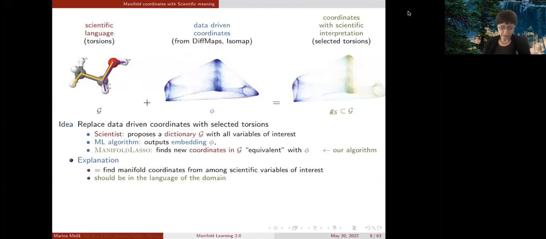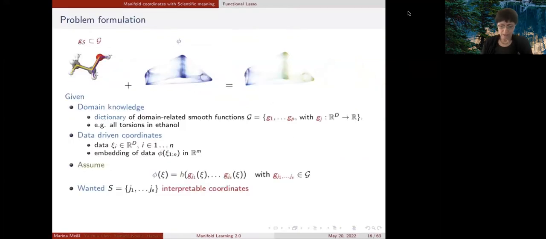Why is this good? Because we think that science already has a language, and if we want to do machine learning for the sciences, we should output the results in the language of the scientist and not in the language of neurons and activations or other languages that are abstract and not related to the scientist. Okay, let me see if there are questions about the framework or the paradigm. Does this make sense?